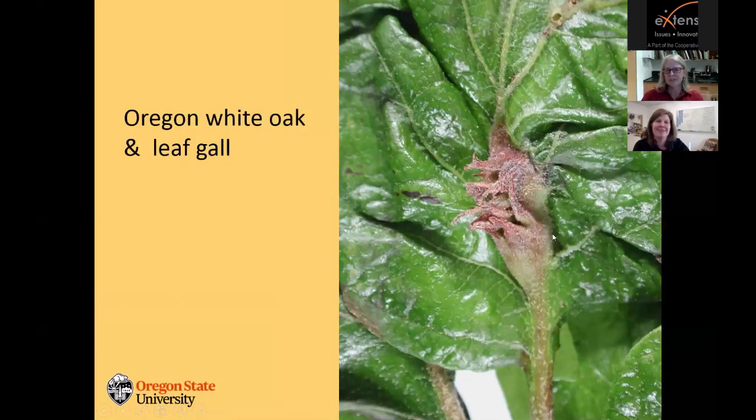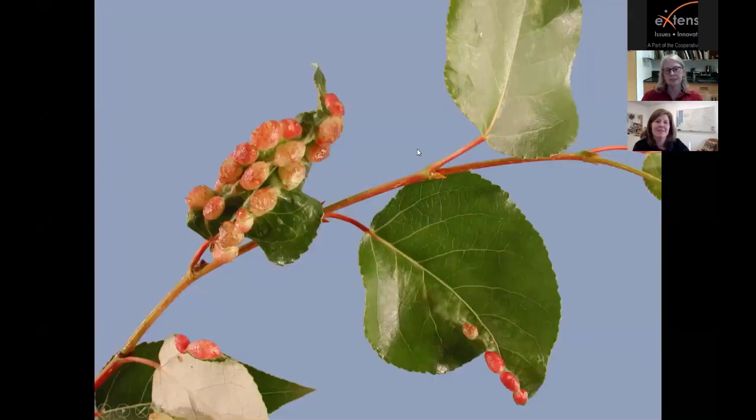Now here's, I said at the beginning, there's not a lot of information known. This is one of those galls that we found on an Oregon white oak that I just could not find any information about, and there was nobody home, so we couldn't figure it out. There are a number of swellings that occur on leaves and stems.